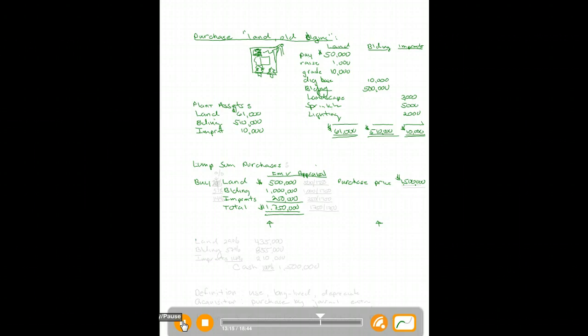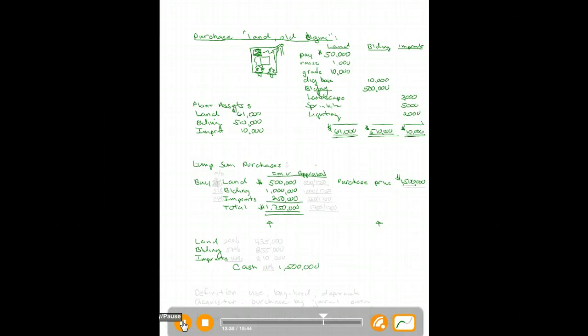Let's think about it. You have some land, you have a building. You must separate the two because one depreciates and one doesn't. And you have some improvements, and you're going to make your journal entry reflect all of this. And then, of course, you're going to credit cash or mortgage payable, whatever it is you did to pay for this. Let's say you paid cash.